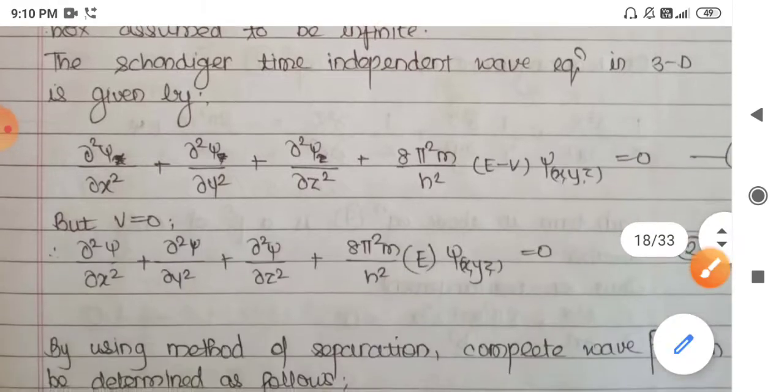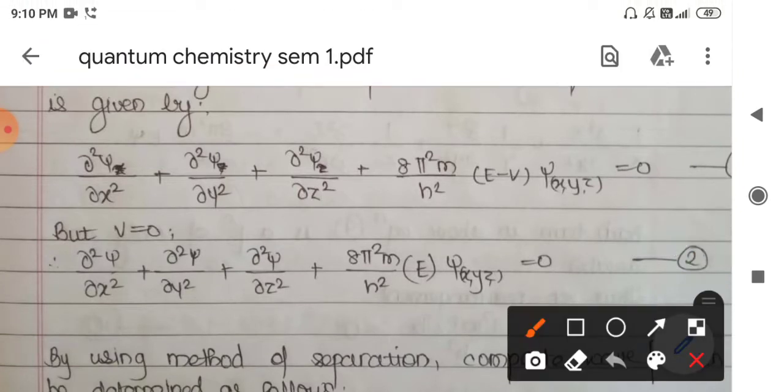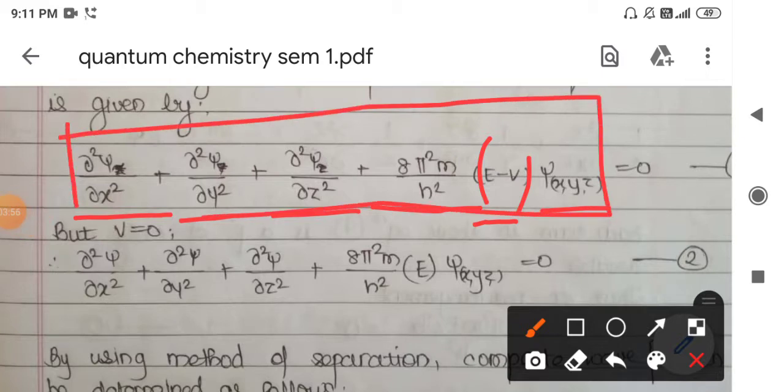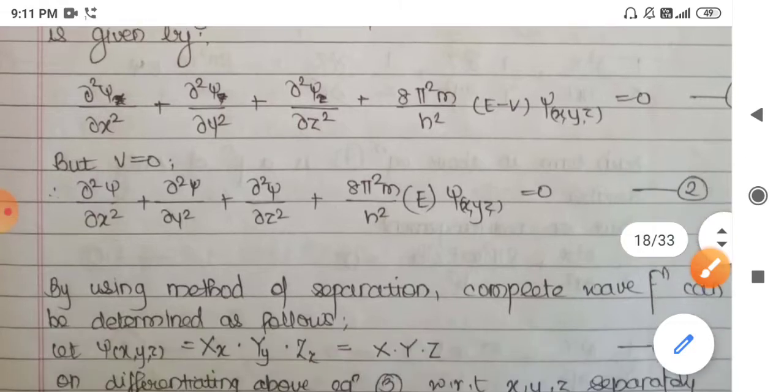Now we have the Schrodinger time independent equation for the three-dimensional system, that is d2 psi upon dx square, plus d2 psi upon dy square, plus d2 psi by dz square, plus this energy term, that is 8 pi square m upon h square into E minus V into psi of x y z, which equals 0. This is our standard Schrodinger time independent equation that we will use for the derivation.